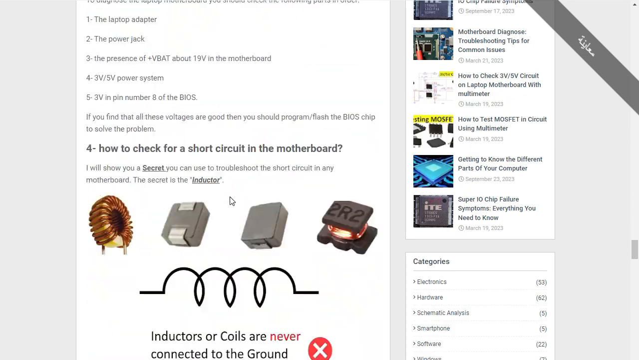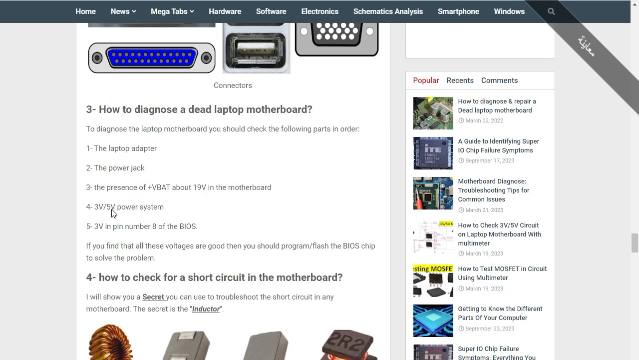Okay, so let's move on to the next step. The next step, as you can see, is the presence of VBAT, about 19 volts, in the motherboard. Of course, the same as I told you before, you should check 19 volts in the MOSFETs near the power jack or in ceramic capacitors near the power jack.